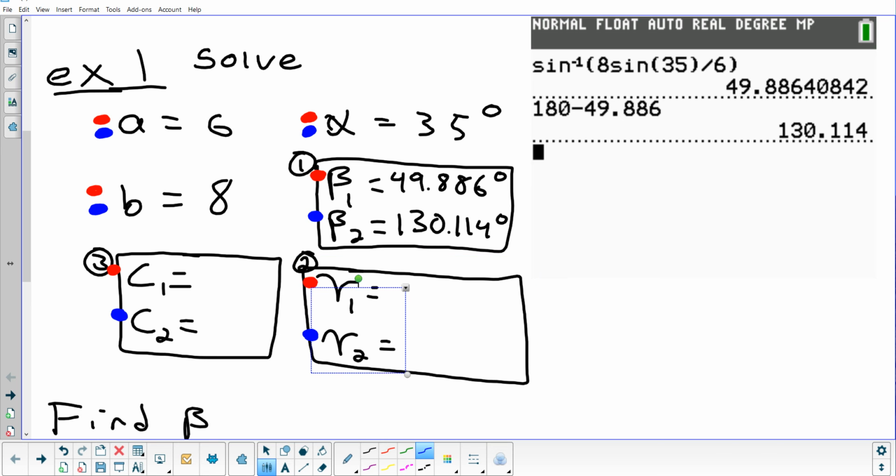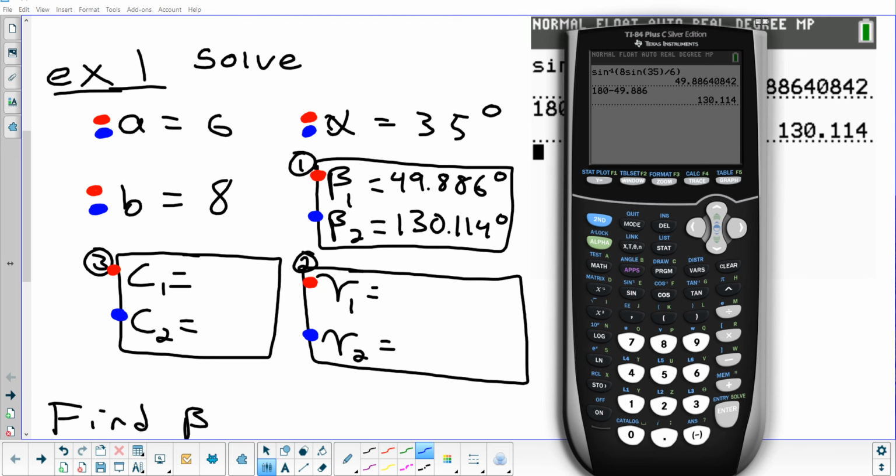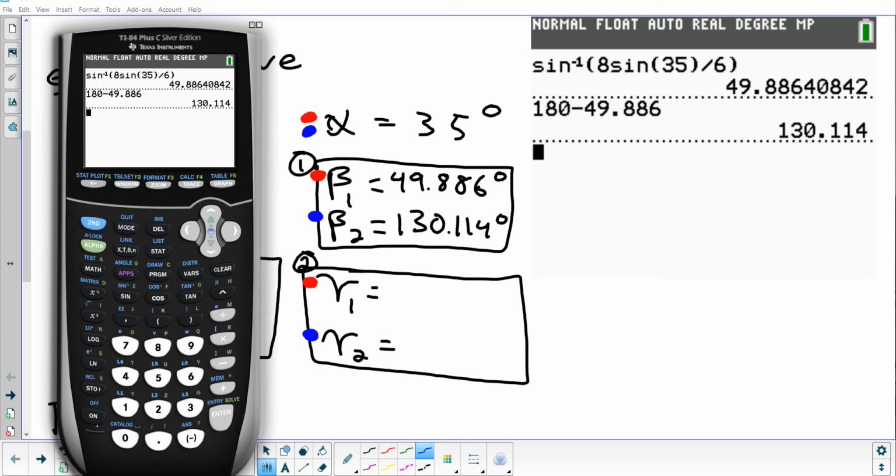Let's do gamma 1 and gamma 2. All right. How would I get gamma 1? Yep. You subtract 35 and 49.886 from 180. Now, take the other two angles that are part of the red problem, which is the given and the beta 1, and subtract those from 180. So we're going to do 180 minus the 35 and minus 49.886. 95.114.